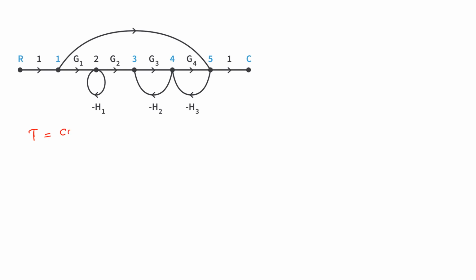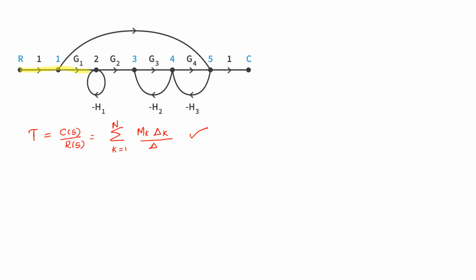So C(s) divided by R(s) equals summation k equal to 1 to N Mk delta k divided by delta. So this is step number 1. And step number 2, find out the number of forward paths. So how to find out the forward path? The path which connects input and output is the forward path.